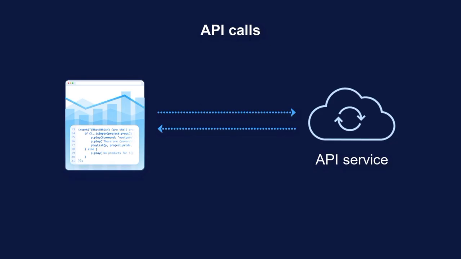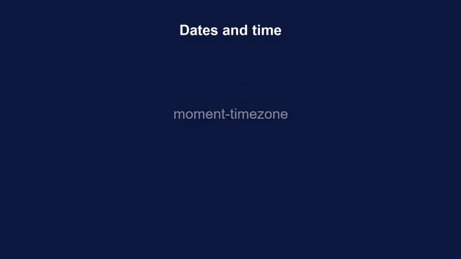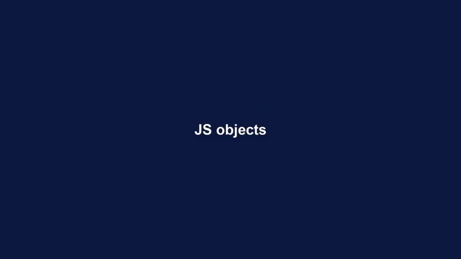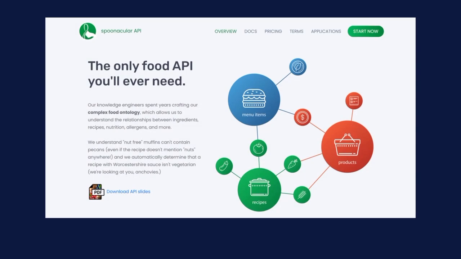To work with API calls, you could use one of the following clients: Axios, a promise-based HTTP client, and Request, a simplified HTTP request client. Next are libraries working with dates and times. The Alan platform offers two, Moment Time Zone and Luxon. The third library is Lodash, which will be helpful when working with JavaScript objects. Let's take a look at a real example.